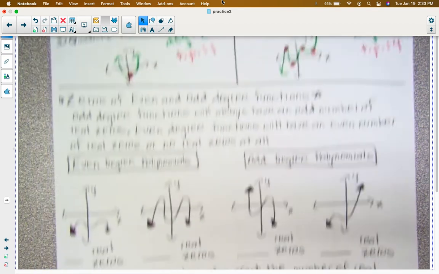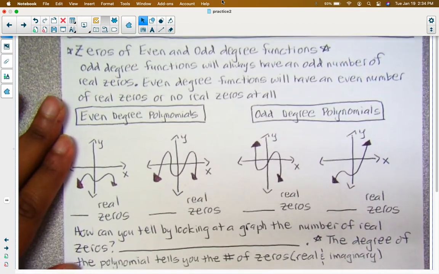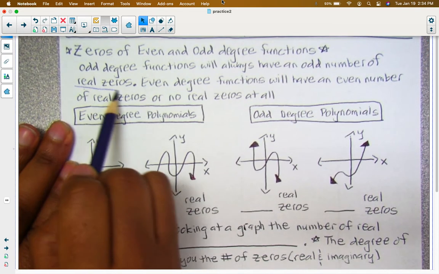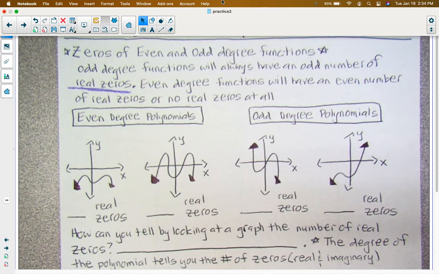Now, let's take a look at how to recognize if it's an even or odd degree function. So let me read through this statement. Odd degree functions will always have an odd number of real zeros. So it's important to recognize what a real zero is. Even degree functions will always have an even number of real zeros or no real zeros at all.